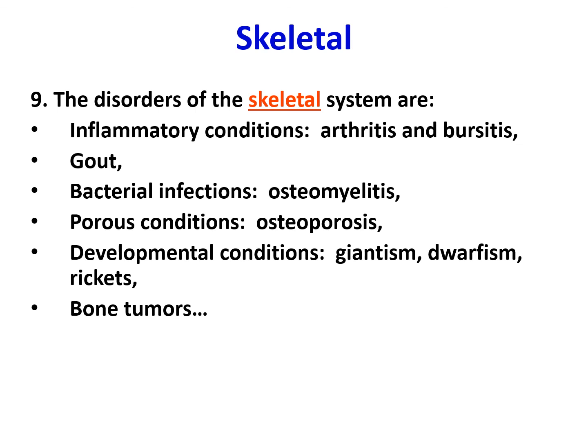And then a porous condition to the bone, where the bone's not as strong as it should be, is osteoporosis. And then we have developmental conditions. This is whether it's due to a lack of a certain type of vitamin or mineral, or whether it's some type of genetic disorder that causes things like giantism, dwarfism, and then things like rickets can be caused from dietary issues. And then there's things like bone tumors.